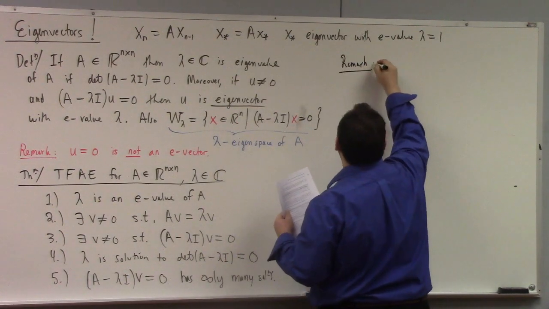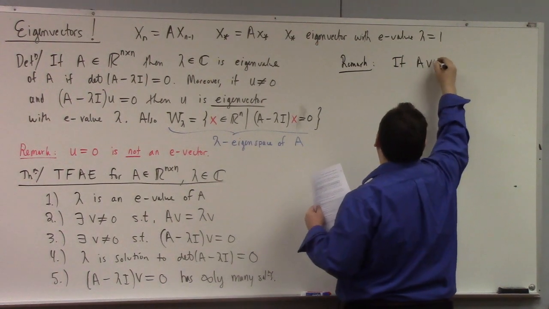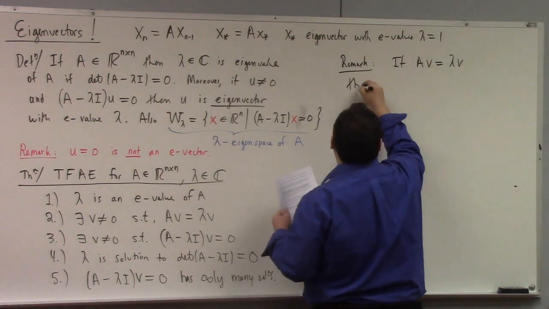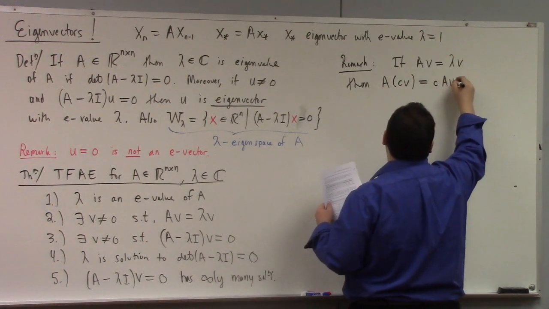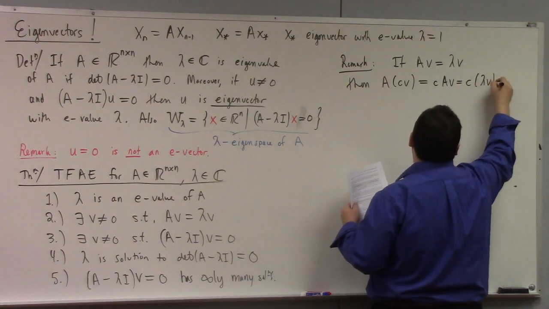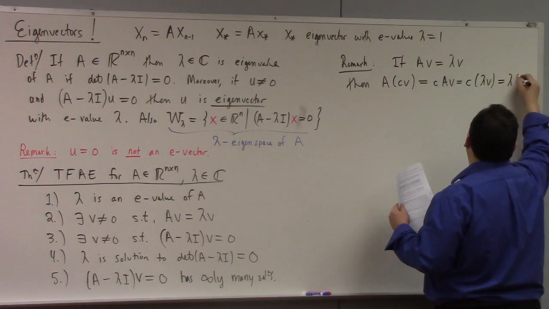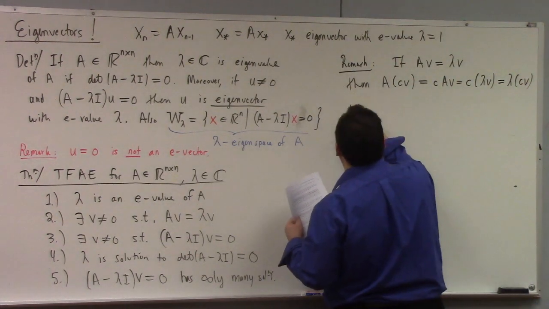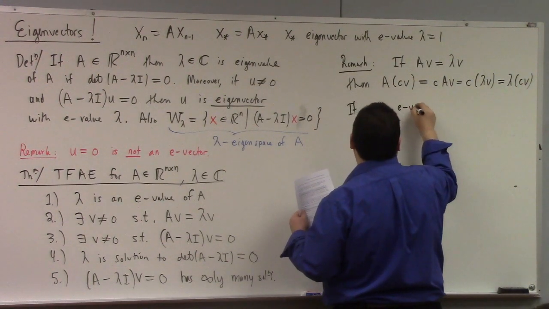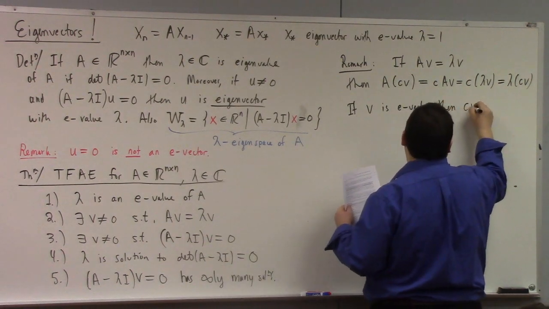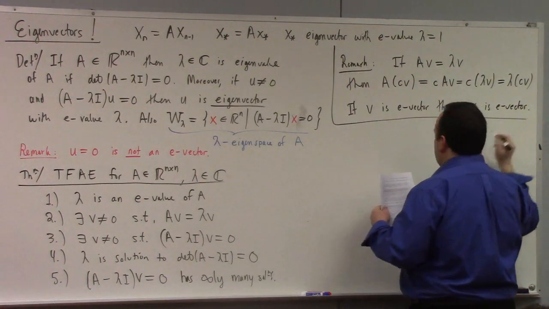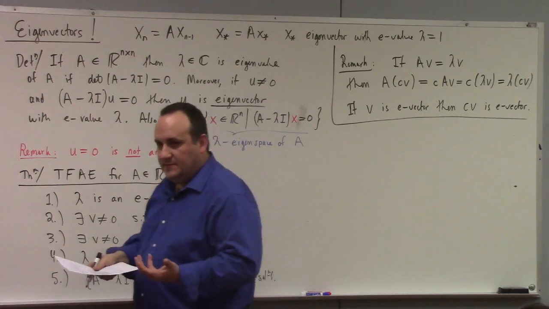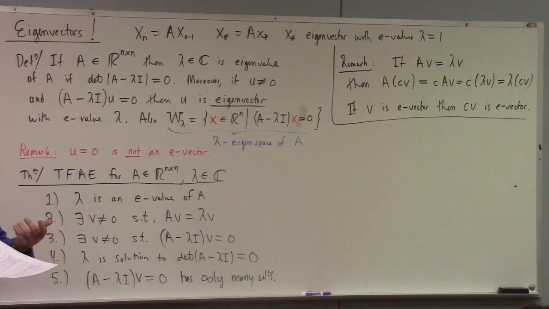Check this out. If we have AV equals lambda V, then what happens if you look at A times CV? You get C times AV, right? Which is C times lambda V, which is lambda times CV. So in other words, if V is an eigenvector, then CV is an eigenvector. This is a fundamental lemma. A fundamental lemma is that eigenvectors never come alone. All right? If you're in a battle against an eigenvector, you better bring friends because he's got infinitely many. You know?